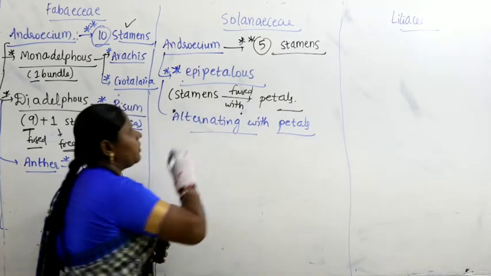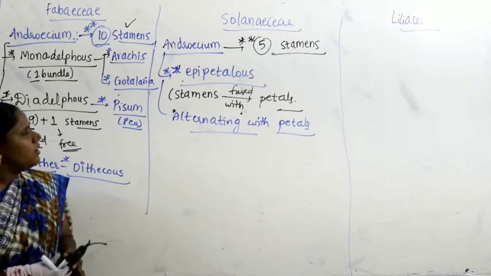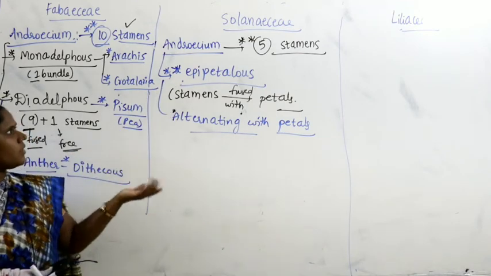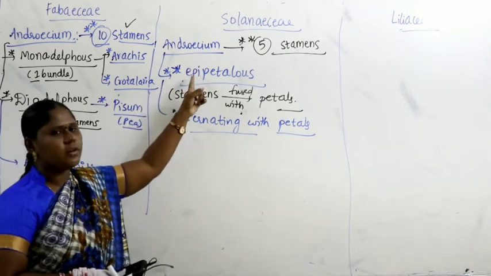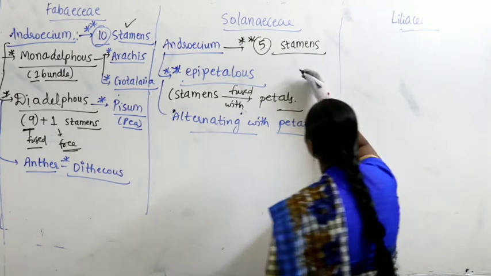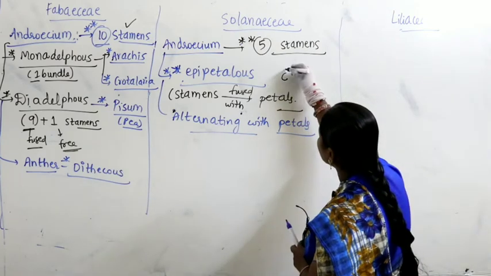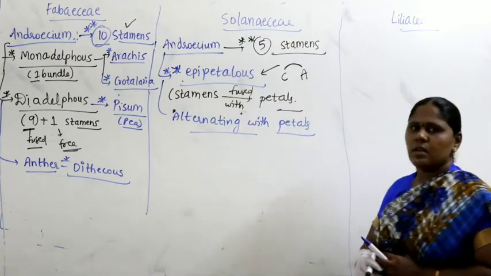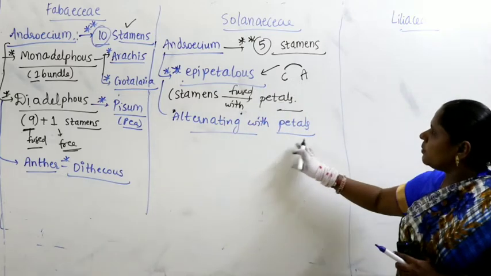If you remember, earlier we discussed this condition, epiphyllous, epipetalous. Epipetalous means you already know stamens are fused with petals. That means stamens means A, corolla means C, we represent it as A r C. It says what is the condition? Epipetalous. And you find alternating with petals.